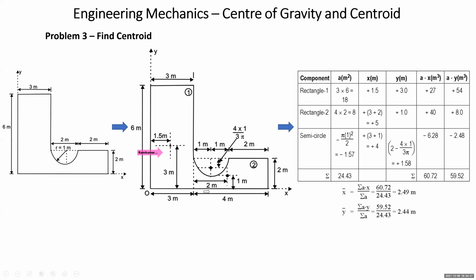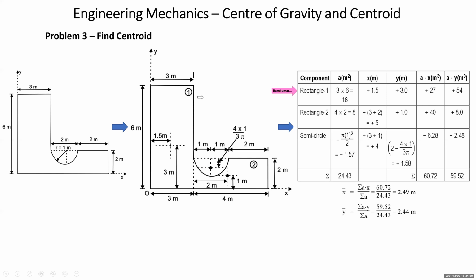Come to this rectangle 2, width is 4 meter, centroid will lie at 2 meter, and the height is 2 meter, it will lie at 1 meter. In case of the semicircle, students, one centroidal axis lies at the axis of symmetry of the semicircle, and another is at 4r upon 3 pi from the base. So this is 4r. Now we come to the table. Rectangle 1 is this one.